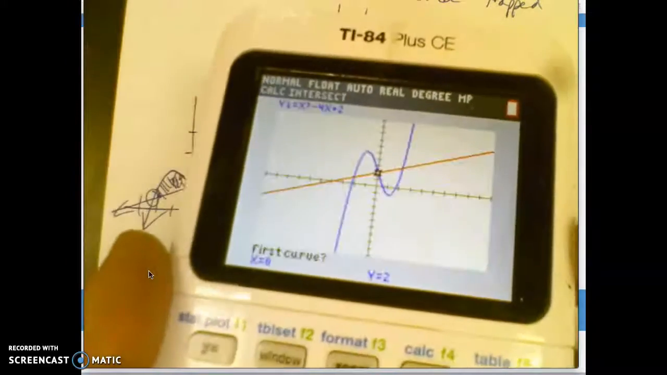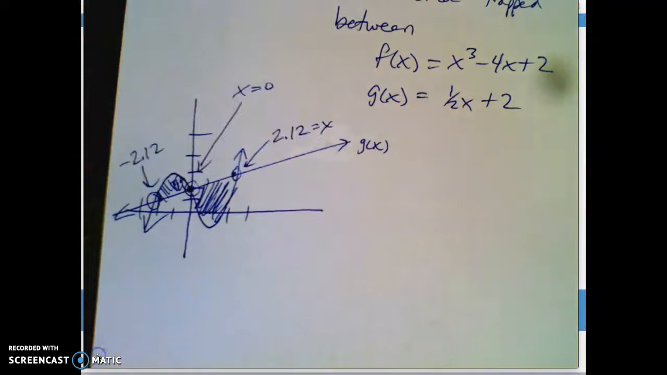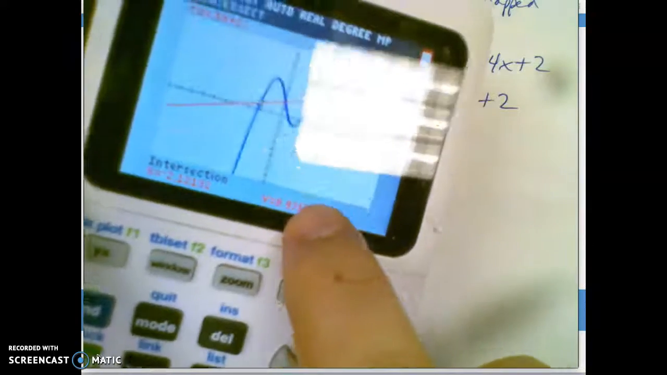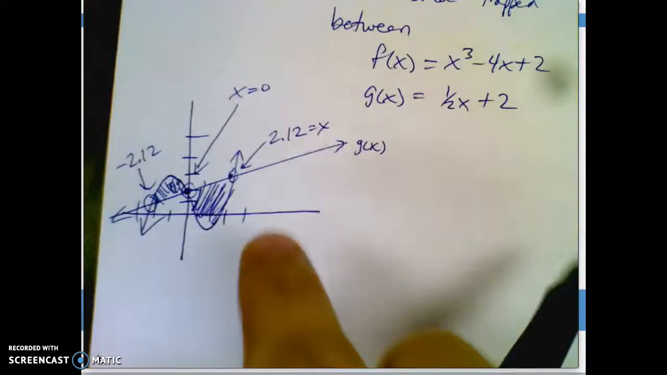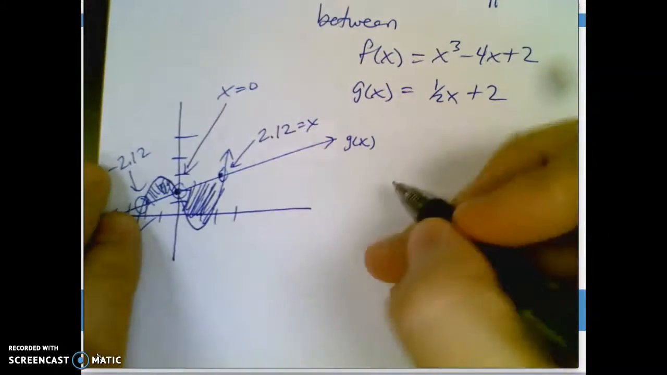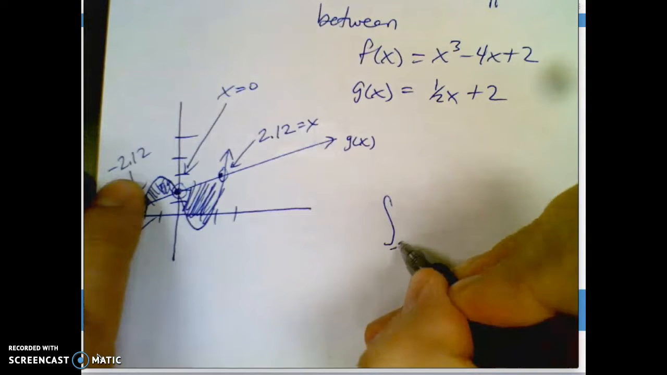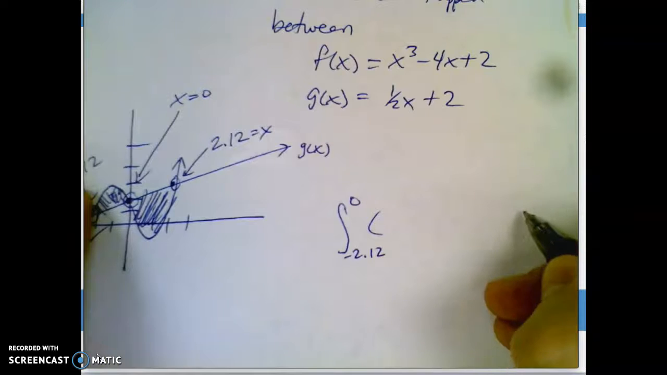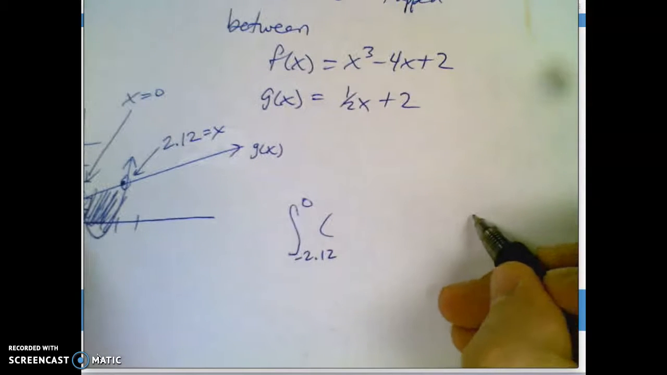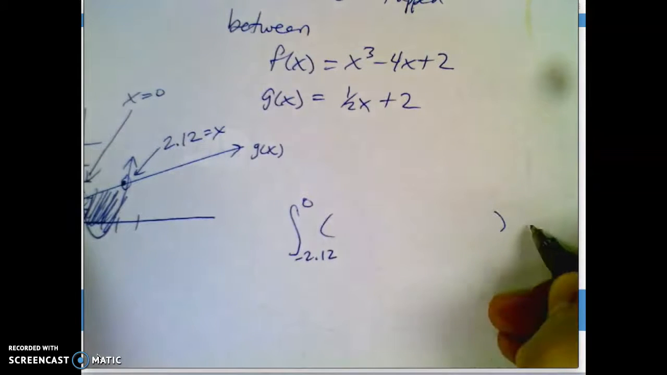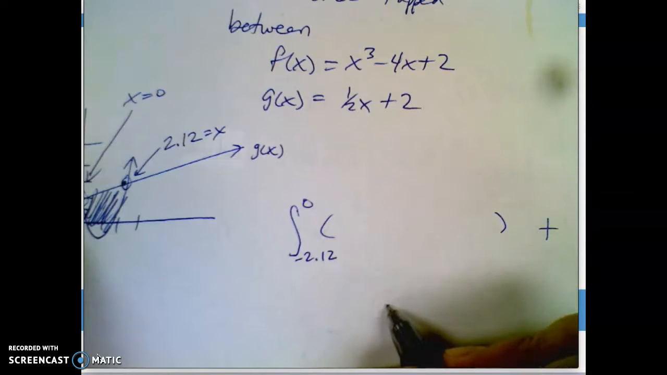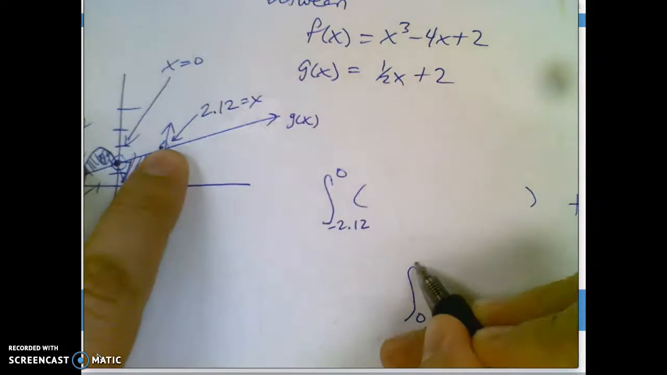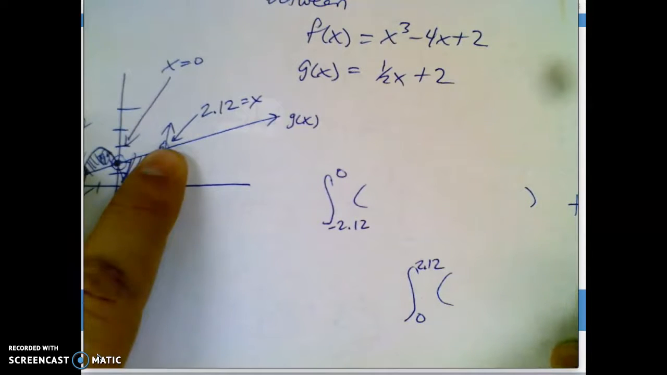Okay, I'm going to save some time though and do it on my own here. Okay, so I use my calculator, and remember, I only care about the x parts. I don't care what the y is. I care that that's a negative 2.12. So we break it into two parts. It's going to be an integral from negative 2.12 to 0 of something, and then it's going to be plus the integral from 0 to 2.12 of something dx.